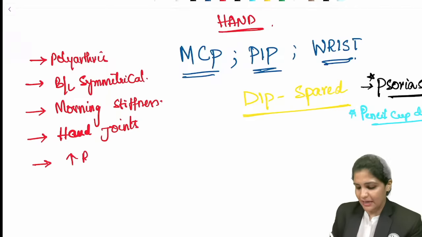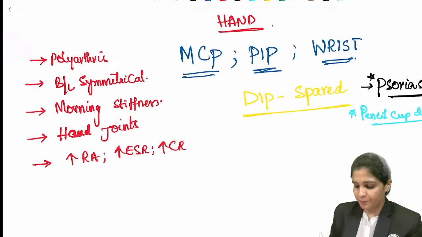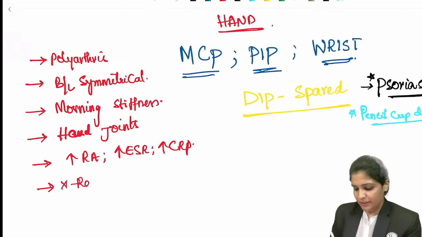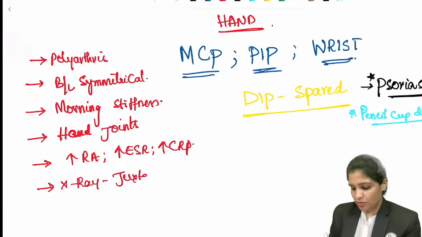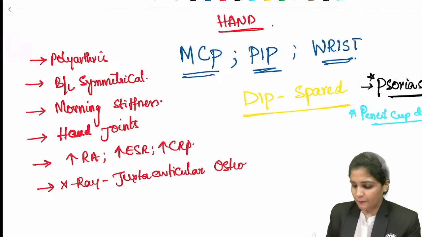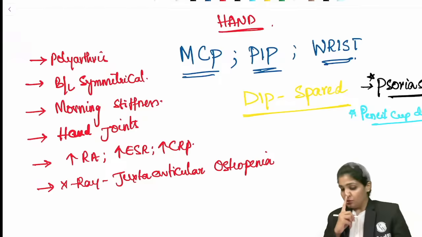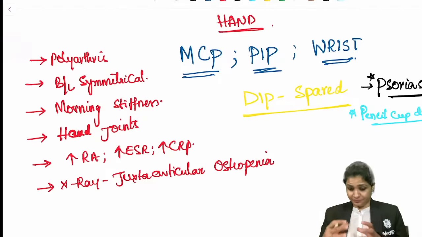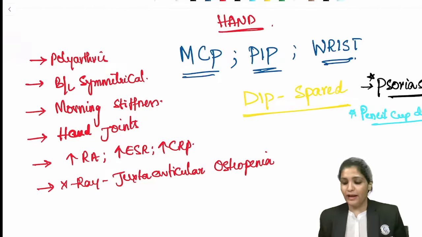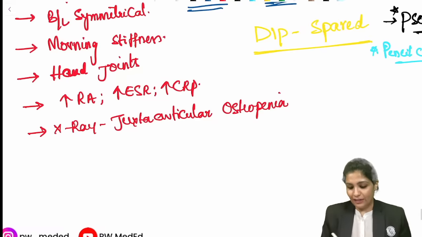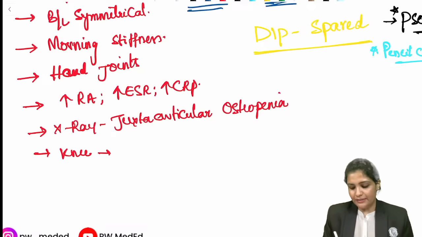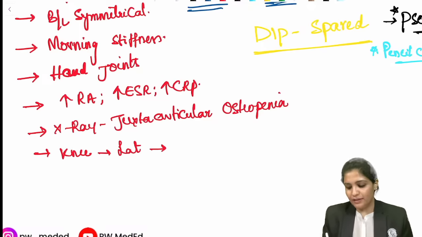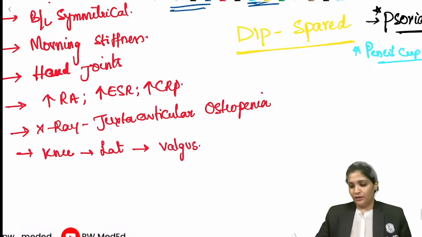Then there will be raised RA factor, raised ESR, all the inflammatory parameters are raised. And on the x-ray, you see juxta-articular osteoporosis, that is osteopenia first. So these are the various important points regarding your rheumatoid arthritis, right? And then in case of the knee joint, the lateral compartment is also involved and will result in valgus deformity. So this is about your rheumatoid arthritis.